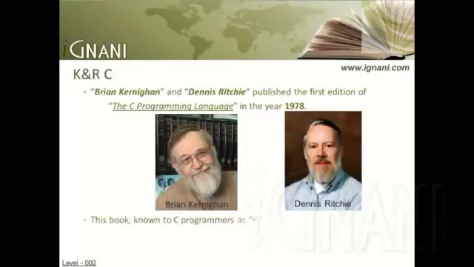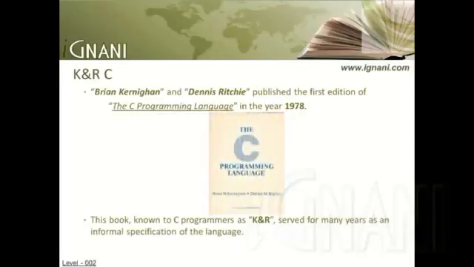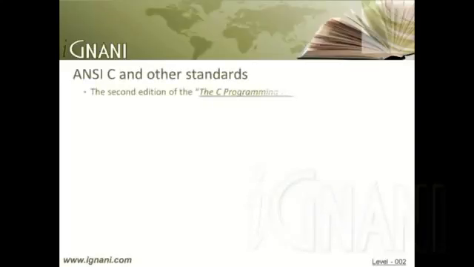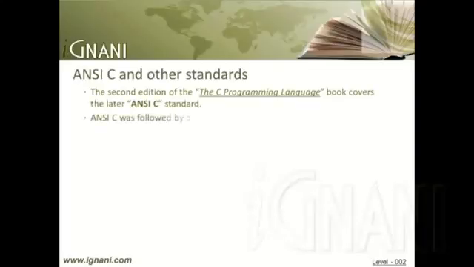This book, known to C programmers as K&R, served for many years as an informal specification of the language. The version of C that it describes is commonly referred to as K&R C. The second edition of the book covers the later ANSI C standard. ANSI C was followed by a lot of other standards, the latest being the C1X in the year 2007.